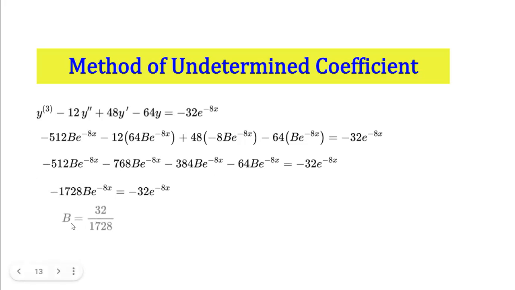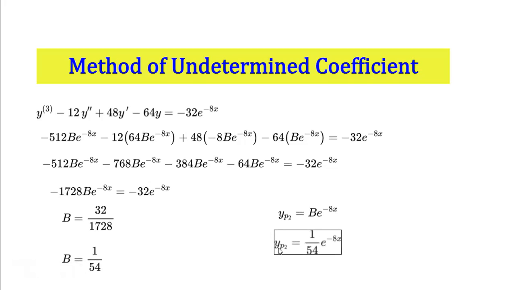So we are left with b equal to 32 over 1728, because negative cancels negative, and we divided both sides by 1728. So we can also reduce this fraction here. 32 goes into 1728 exactly 54 times. So we now have b to be equal to 1 over 54. So we can substitute this value into our second particular solution, replacing b, which is the undetermined coefficient. So we obtain y of p2 will be equal to 1 over 54 e to the minus 8x.